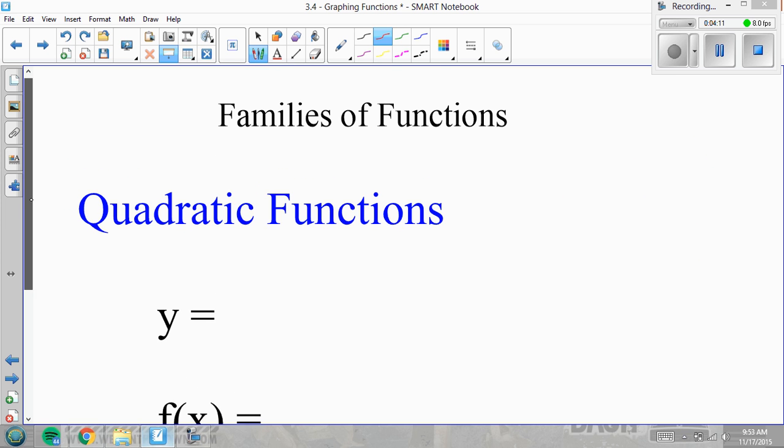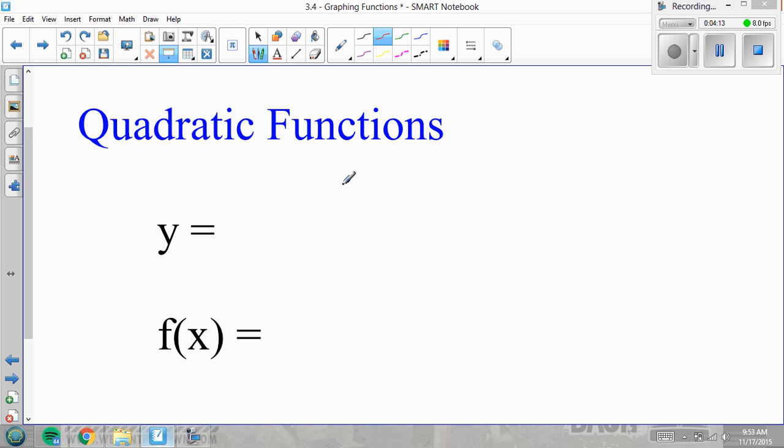Okay, our next one is a quadratic function. Okay, for quadratic functions, we're going to use y equals x squared. So your highest exponent is 2. So remember, your exponent is the little number above your variable. Or we can also have f of x equals x squared.